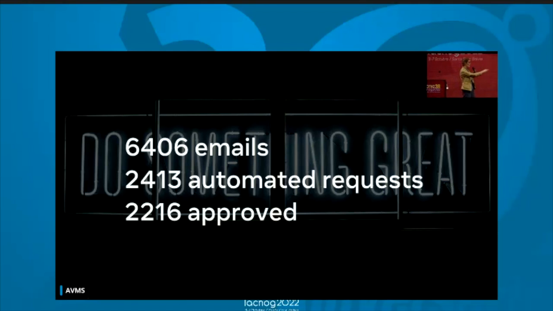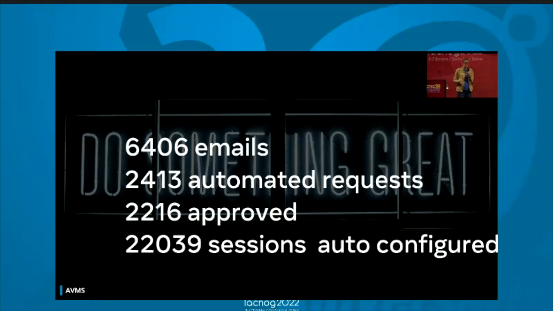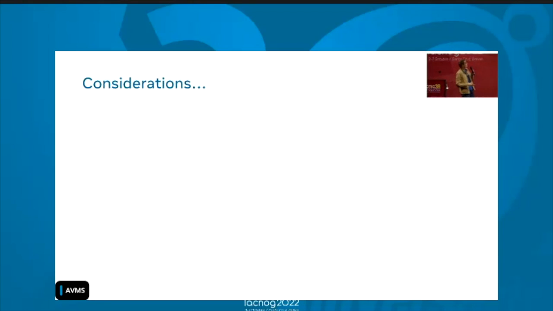From those, we've ended up with 2,400 automated requests to our system on facebook.com/peering. From those, we've approved 2,200 of them, which has resulted in over 22,000 sessions automatically configured. So that's an enormous amount of time we've saved for the on-call. Hopefully for you as well, since you no longer have to wait for us to do these manually. And it's been letting our on-call do lots of more impactful, more interesting work. So it's been working really great for us so far.